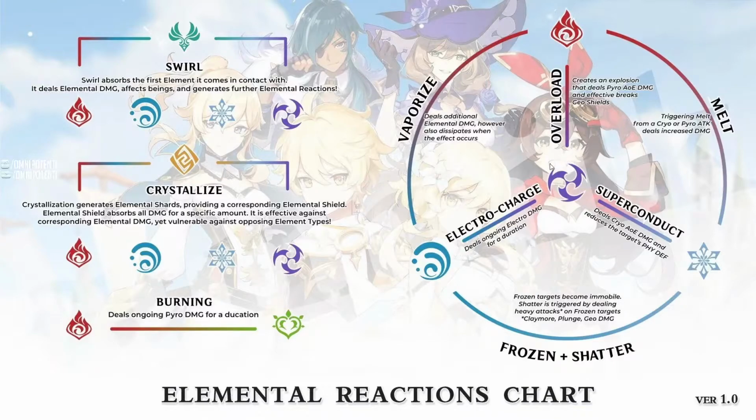And then finally, electro also reacts with cryo, which causes superconduct, and it deals cryo area of effect damage and reduces the target's physical defense, which is important because if you have an opponent that is high in physical defense, you can use electro and cryo and cause superconduct, which will decrease their defense, making them more vulnerable to physical attacks, like just swiping with your sword or shooting them with just regular arrows.